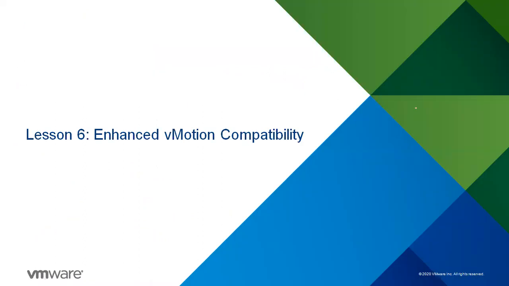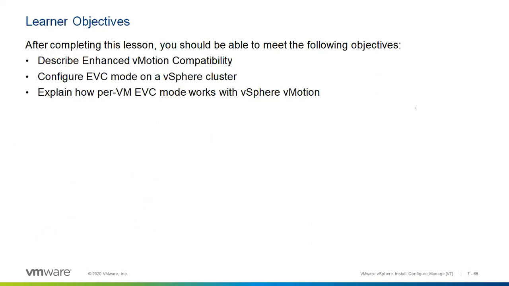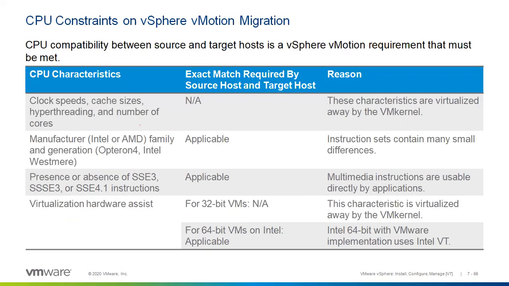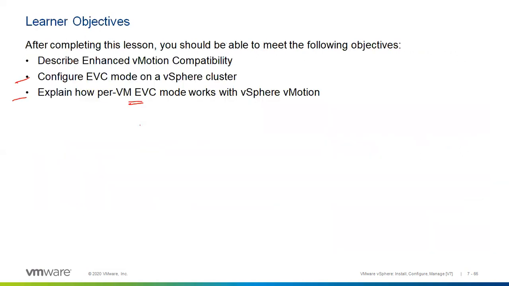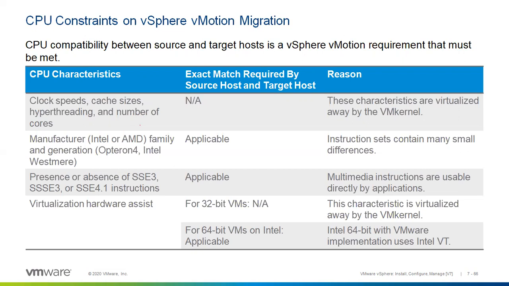Then what is EVC? Enhanced vMotion Compatibility. Enhanced vMotion Compatibility can be enabled for the entire cluster or can be enabled for a particular VM as well. But before that, we have to understand what enhanced vMotion compatibility is. For the compatibility of a VM running from one host to another host, some CPU characteristics should be matched.